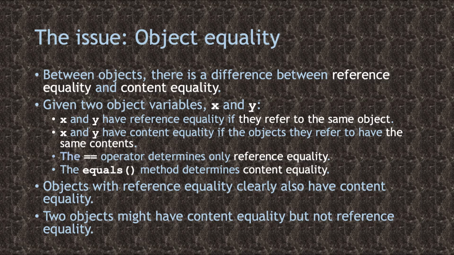Suppose we've got two object variables x and y. If x and y are actually referring to the same single object, then we say that x and y have reference equality.